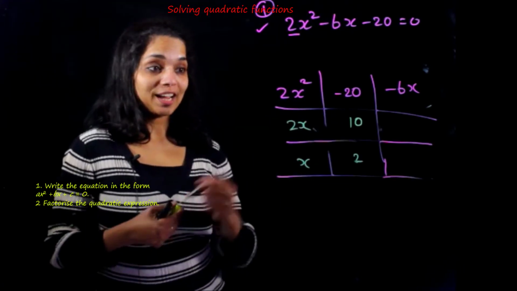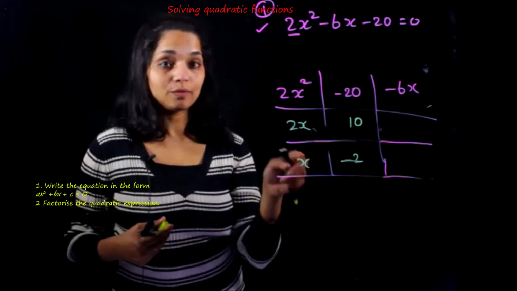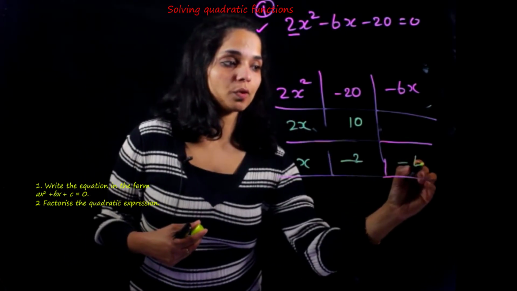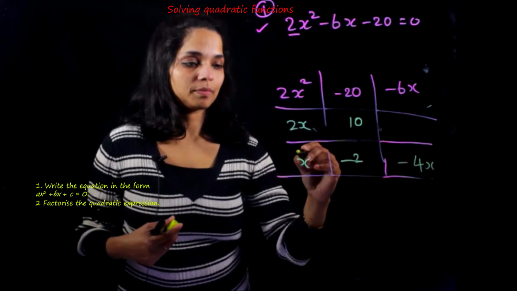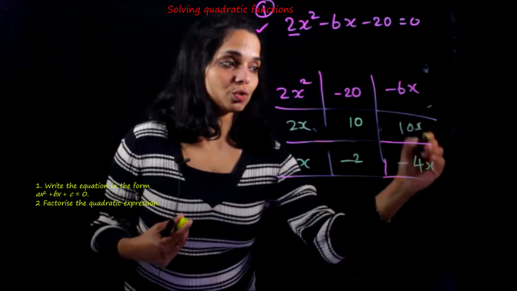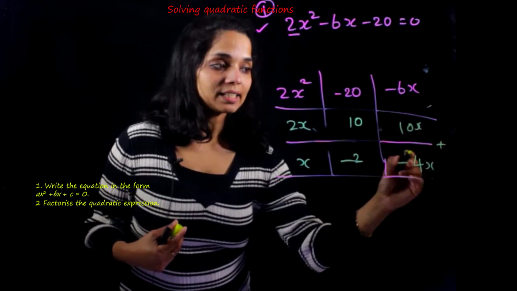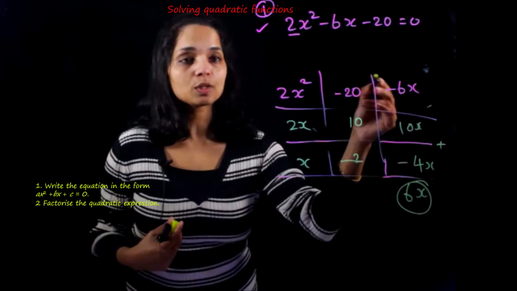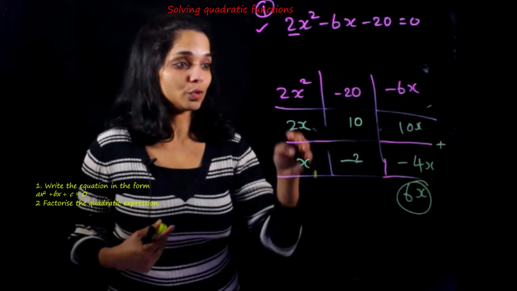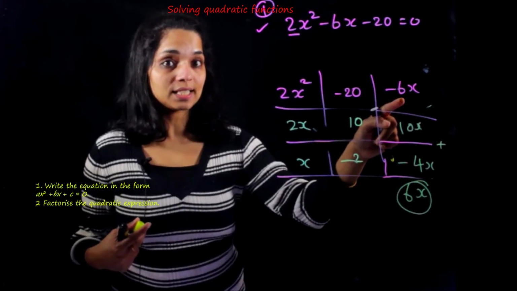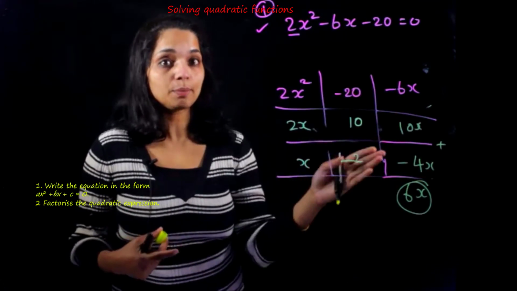Okay, let's first try 10 and minus 2. We can do the cross multiplication. 2x times minus 2 is minus 4x and x times 10 is 10x. Now we add these two. That's 10x minus 4x is 6x, which is not equal to minus 6x. So when we cross multiply and add them together, we should get this minus 6x. Then the combination is the perfect one.